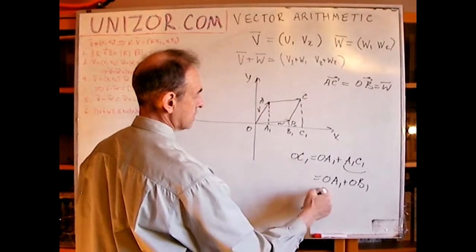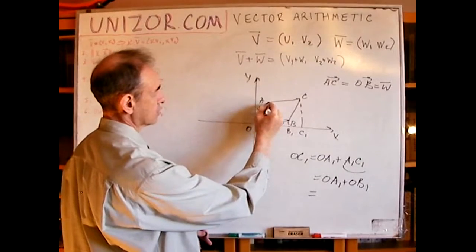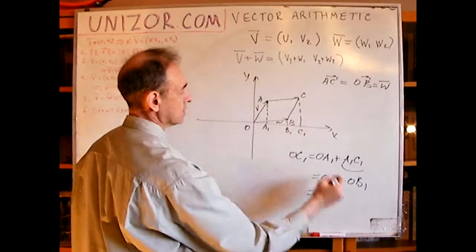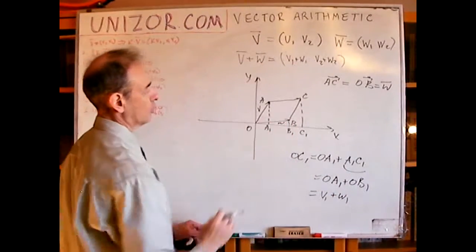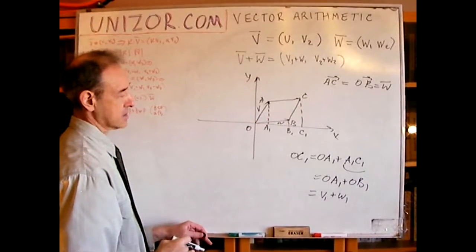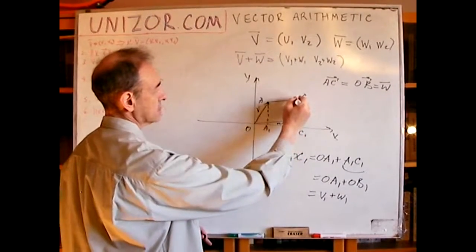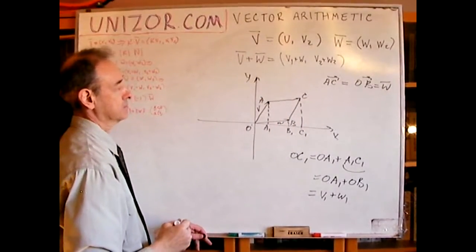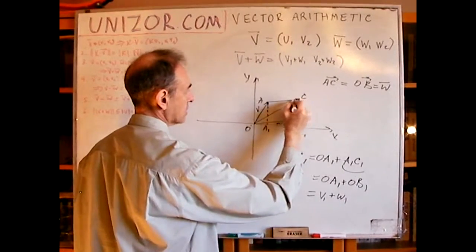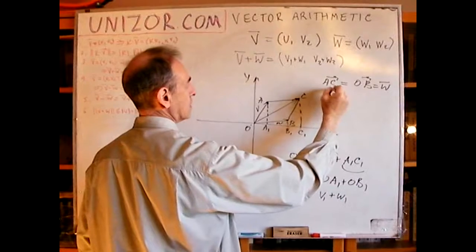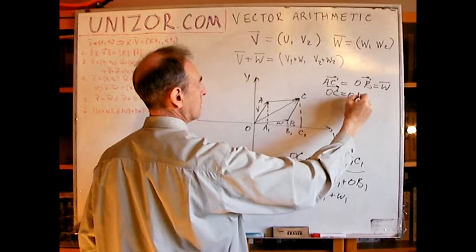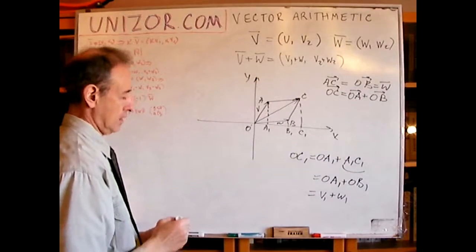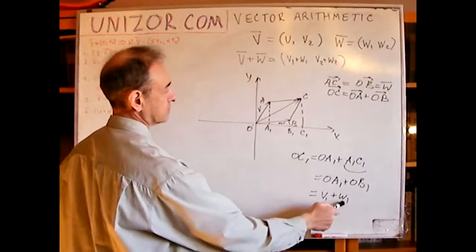And obviously OA1 is the projection of the vector OA on the x-axis, which is v1, and OB1 is w1, the projection of OB, the vector w, on the x-axis. So OC1 is the x-coordinate of the sum of these two vectors, right? I didn't draw the sum, but this is the sum. OC as a vector is equal to OA as a vector plus OB as a vector. So that's what it is with the x-coordinate.